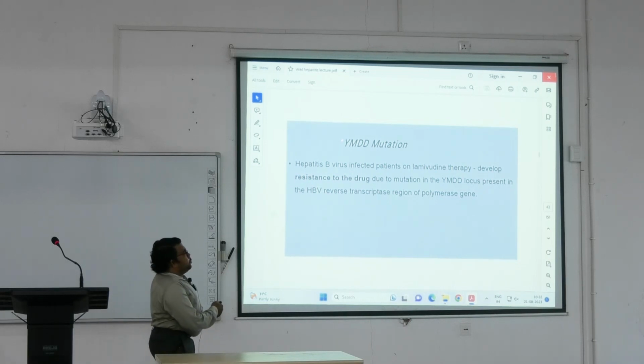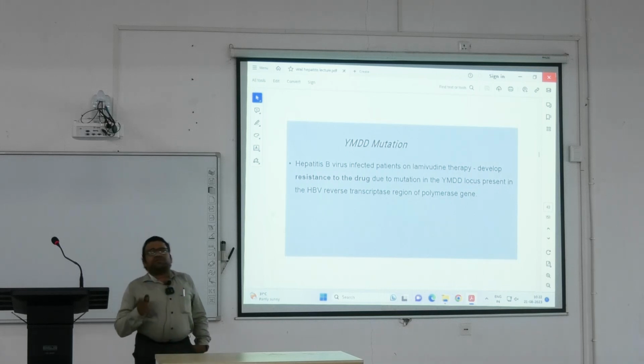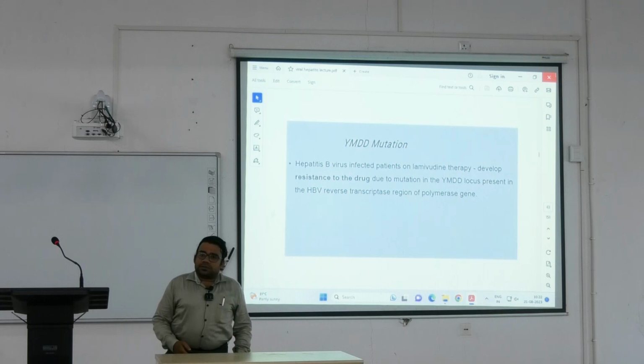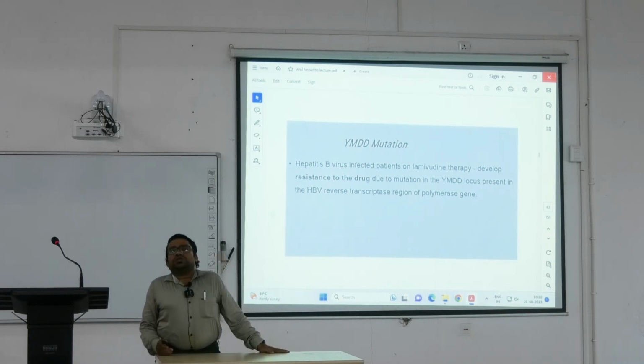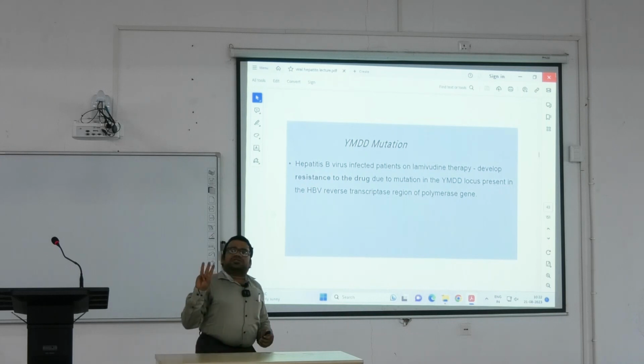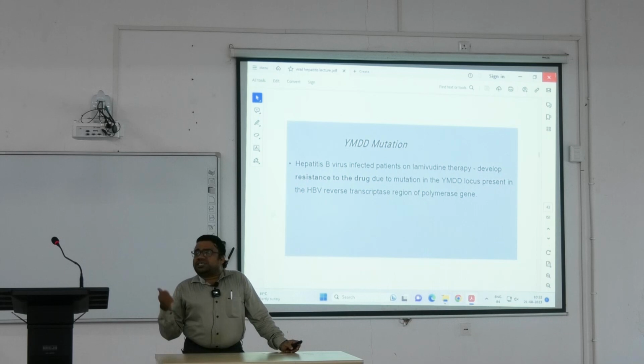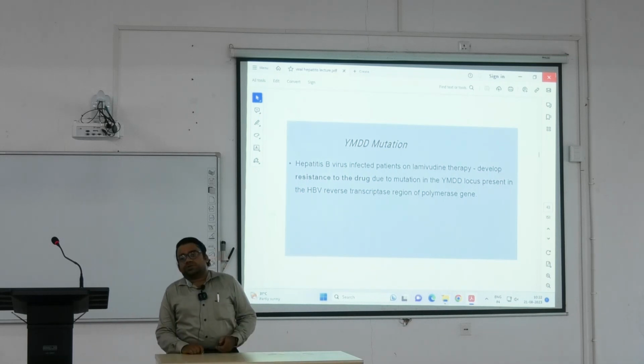Another important mutation is the YMDD mutation. Just remember, mutation of this results in resistance to the drugs that are used for treatment. This will lead to therapeutic failure. Okay. For all purposes, you need to remember these three mutations. What are the mutants? One is the pre-core mutant, one is the escape mutant, and the YMDD mutation. Okay.